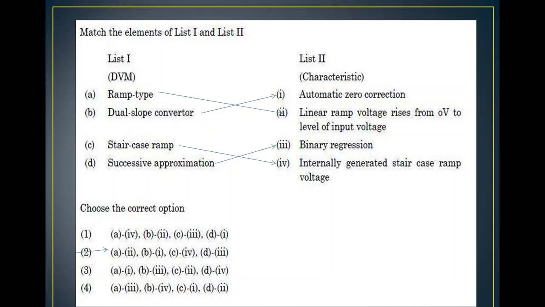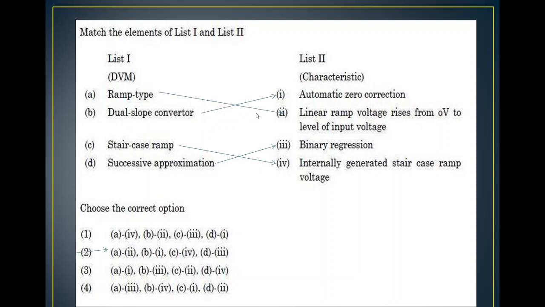Again matching. List first concerns DVM and list second characteristics. You can see here the options: option first, option second, option third, and option fourth. Your correct answer is that A belongs to second, B belongs to first, C belongs to fourth, and D belongs to third. That means ramp type connects to linear ramp, where voltage rises from 0 volt to the level of input voltage.